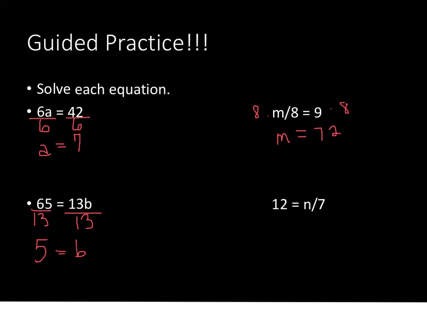Alright, last one, 12 equals n divided by 7. So I'm going to multiply by 7 and get n by itself. So then I multiply by 7 here. And 7 times 12 is 84.